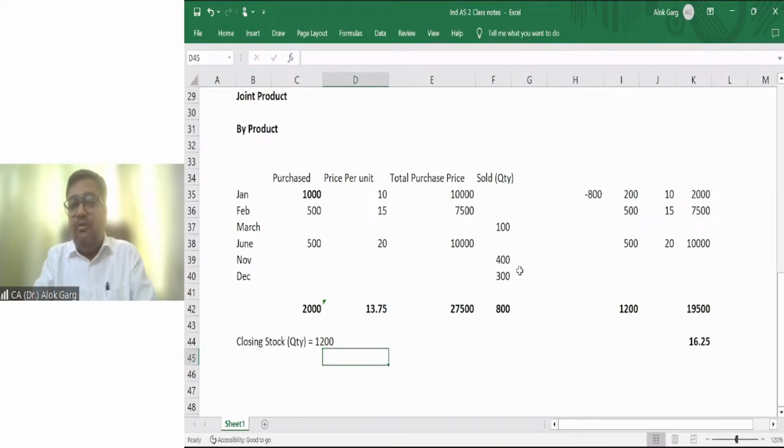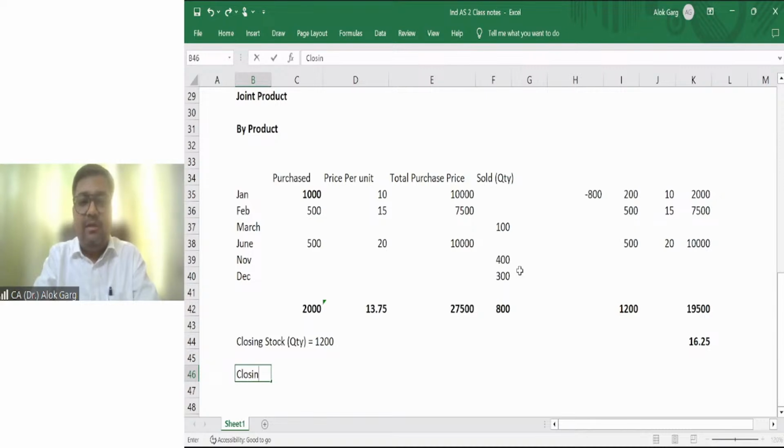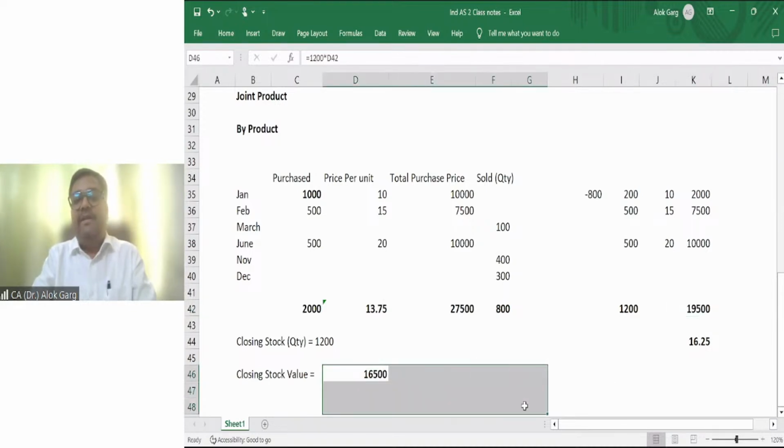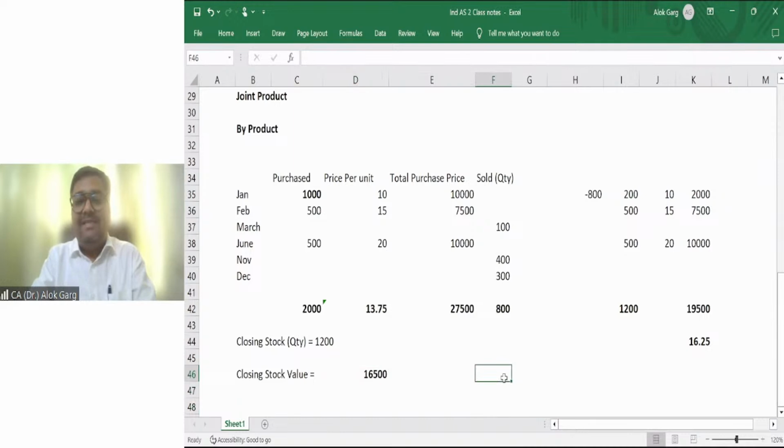What is my closing value? Closing quantity is 1,200. My closing stock value is equal to 1,200 multiplied by 13 rupees 75, which is 16,500. Going by FIFO, it was 19,500. Going by the weighted average, it is 16,500. This is the difference between your FIFO method and your weighted average method.